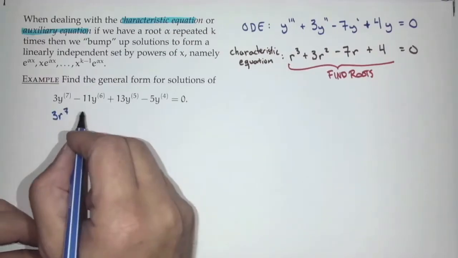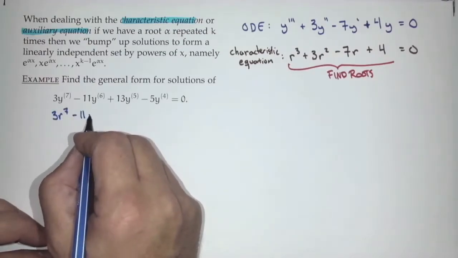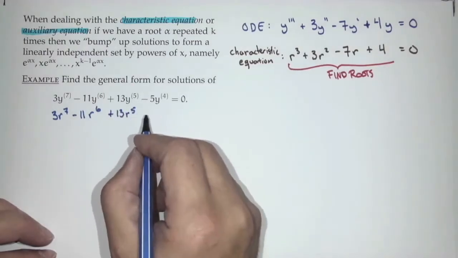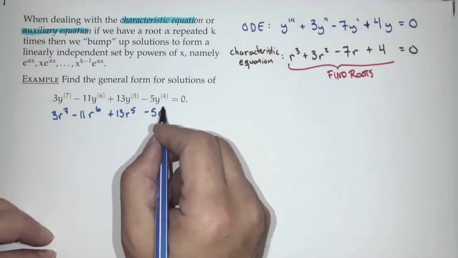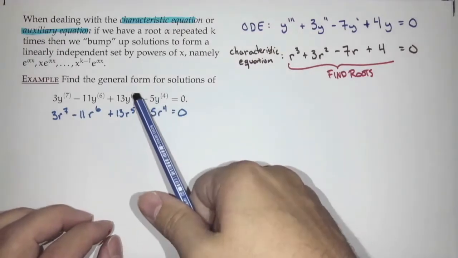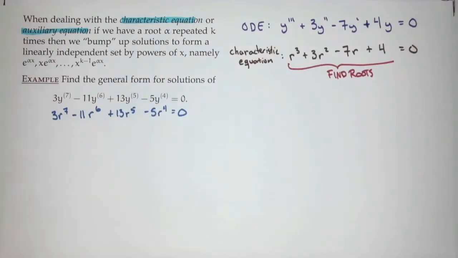3r to the 7th, yes. 11r to the 6th, yes. 13r to the 5th, we're on a roll. Minus 5r to the 4th equals 0. Now, hopefully you can see how this works. You say, hey, if I see the 5th derivative, that's r to the 5th, and so forth and so on. So this should be an automatic step. There should be almost no thinking involved, which is good. That's one of our goals. We have to think as little as possible, because the more we think, the more likely we get into danger of making a mistake.